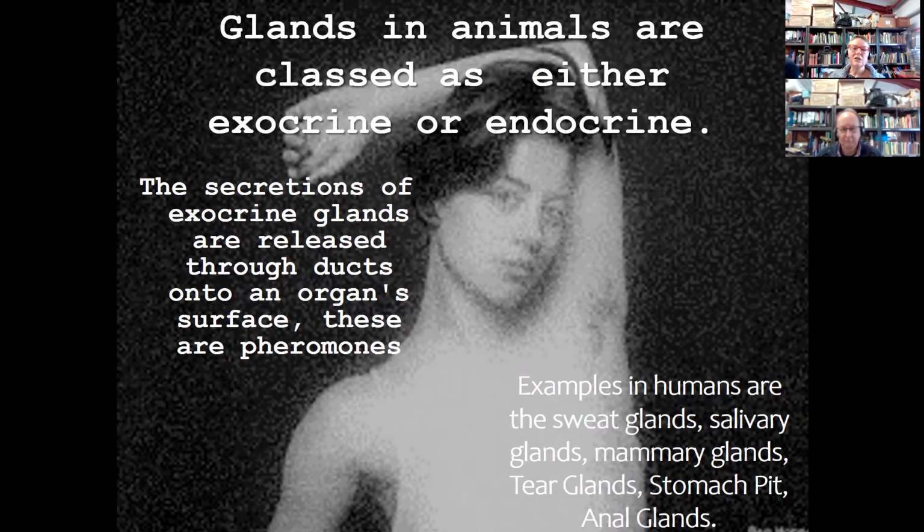So we've got two glandular systems in our bodies. They're either exocrine, which means that the glands open onto the skin and chemicals come out onto the skin, or there's the endocrine system, which are chemicals which communicate inside our bodies. So that would be hormones. Yeah, testosterone, estrogen, all those things which regulate the internal functioning of our bodies. But the exocrine glands in us would be, examples would be the sweat glands, salivary glands, mammary glands, tear glands, in the stomach pit, and the anal glands.